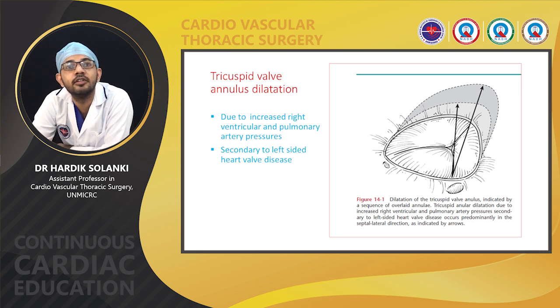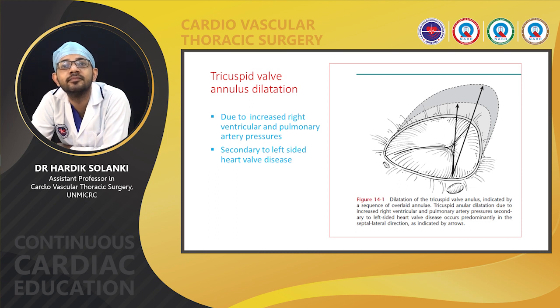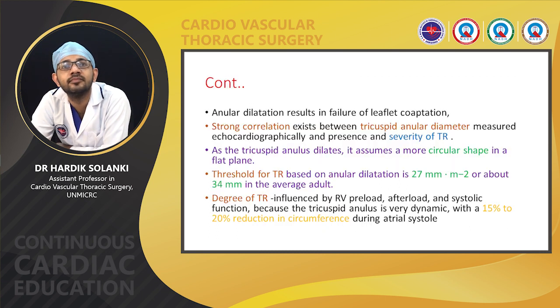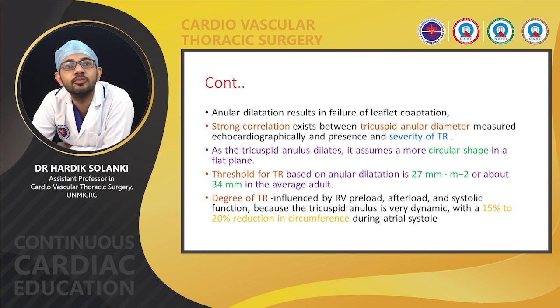This is tricuspid valve annular dilatation, due to increased right ventricular pressure and pulmonary arterial hypertension, or secondary to left-sided pathology. Dilatation of the annulus results in failure of leaflet coaptation, and there is a strong correlation between the tricuspid annular diameter and the severity of TR.